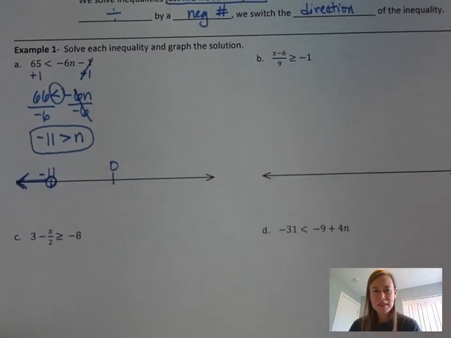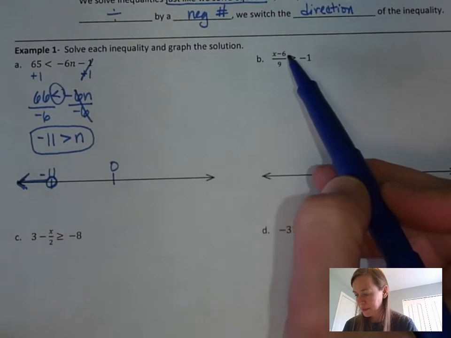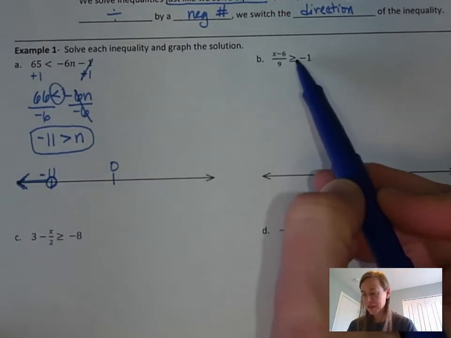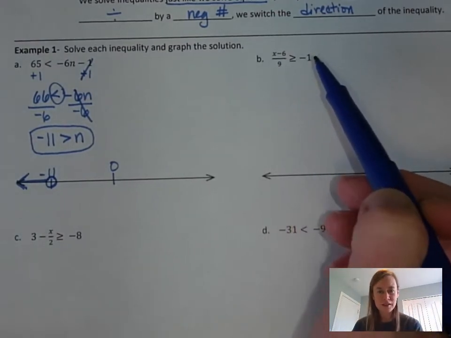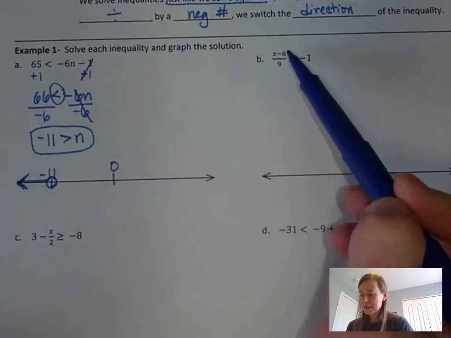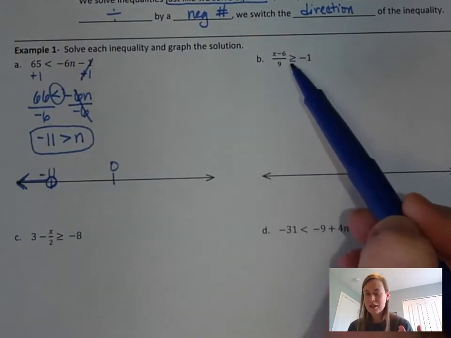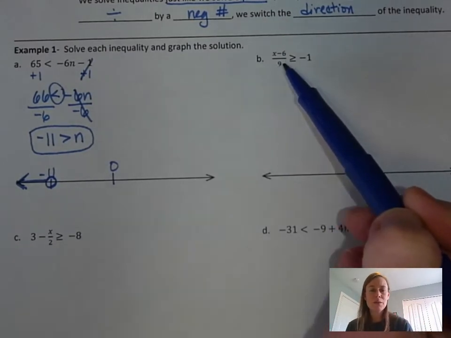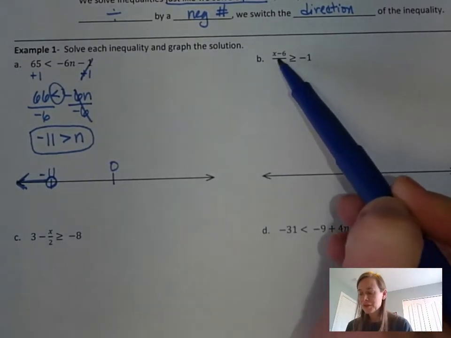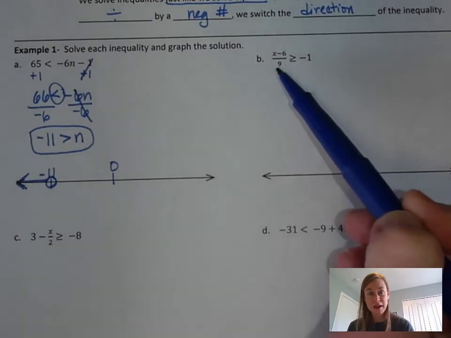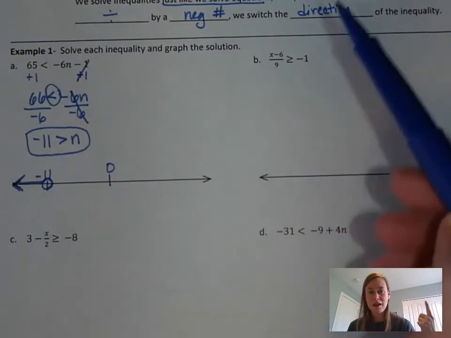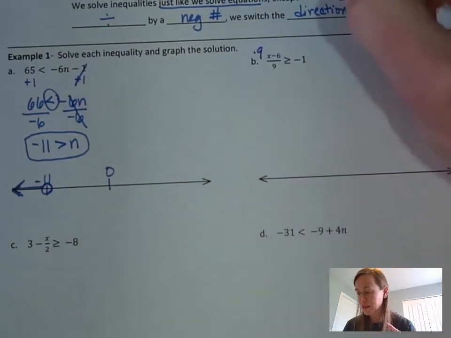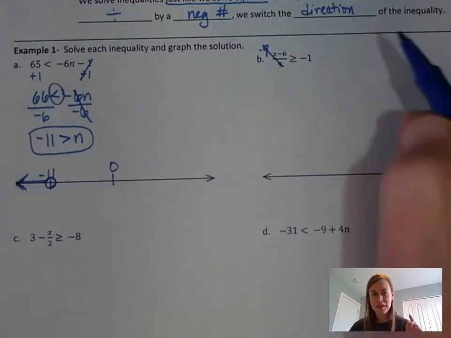Okay, so this is a little bit different here. You have x minus 6 all over 9 is greater than or equal to negative 1. Now you can't mess with the x or the 6. You can't really do anything in there until you get rid of this denominator. So let's start by getting rid of the number in the denominator. Right now x minus 6 is being divided by 9. We're going to do the opposite, which is to multiply by 9. And then these two will just wonderfully cancel each other out.